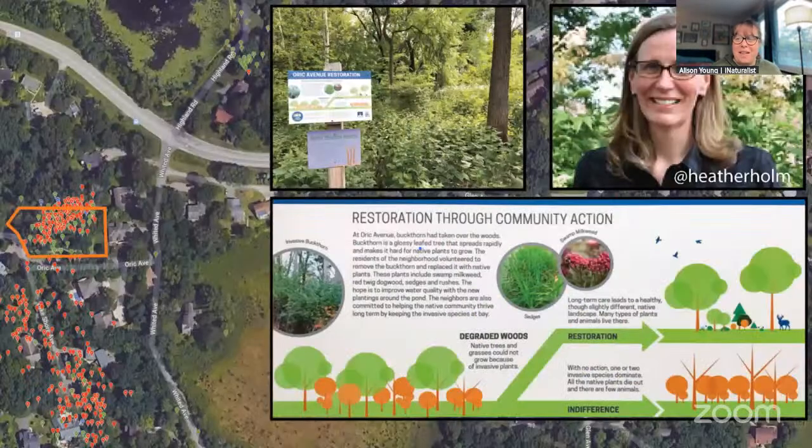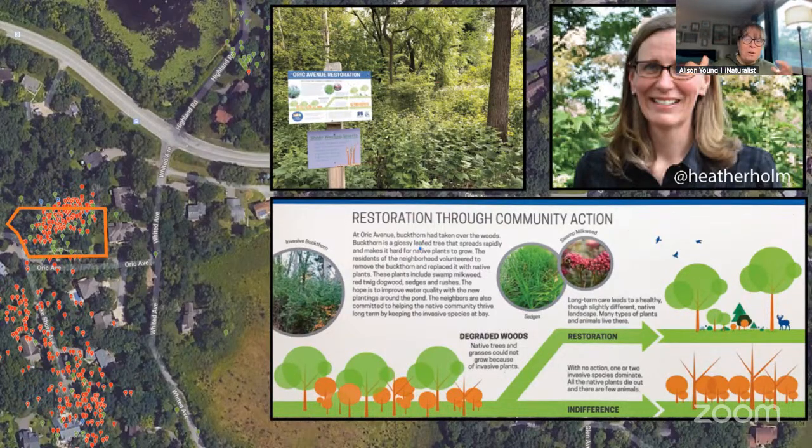One example of that is this Oric Avenue restoration project, in Minnesota here in the United States. One woman, Heather, noticed that bumblebees were declining in her neighborhood, particularly in this spot where there were invasive species taking over. So she worked with her neighbors. She was like, I know how I can make a difference. I can use iNaturalist. So she worked with her neighbors to restore this plot of land.